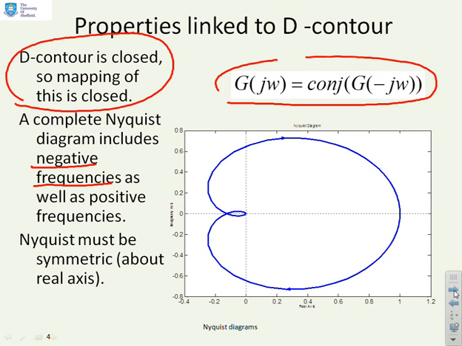Here's an example, so you can see a complete Nyquist diagram. The most important things are these properties we've just mentioned. It's closed. You can see that it finishes where it starts, because if s finishes where it starts, then G(s) has got to finish where it starts. And the other thing that's perhaps obvious is it's symmetric about the real axis.